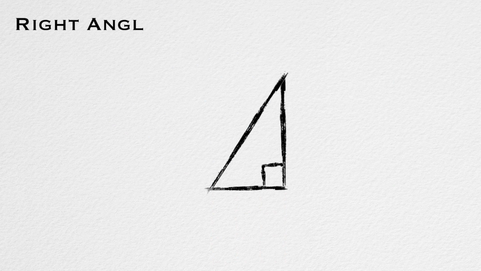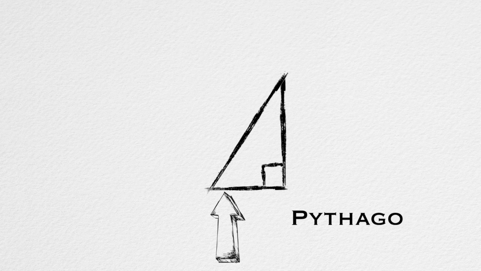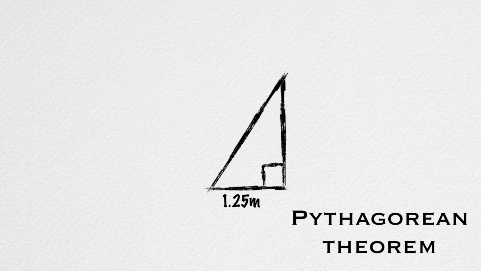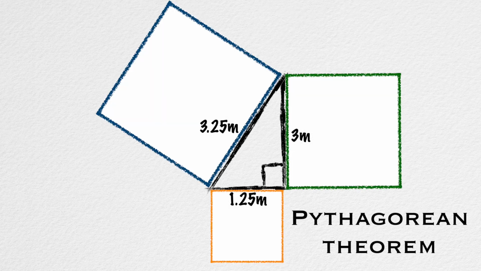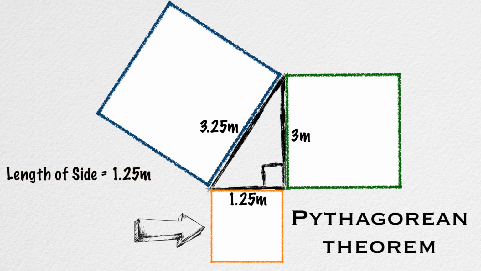Let's look at another example. Here's another right angle triangle. Let's say this leg of the triangle is 1.25 meters. This leg of the triangle is 3 meters. And the hypotenuse is 3.25 meters. Now, let's find the area of each square, starting with this one. The side length of this square is 1.25 meters.